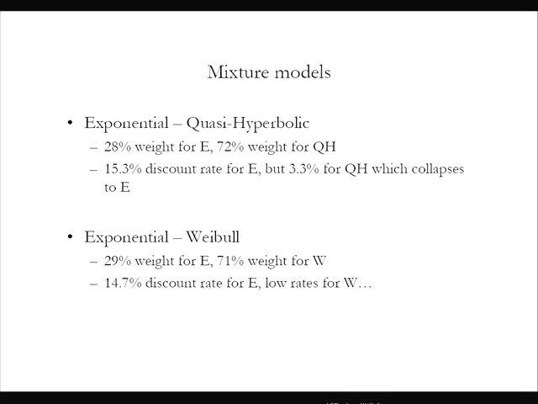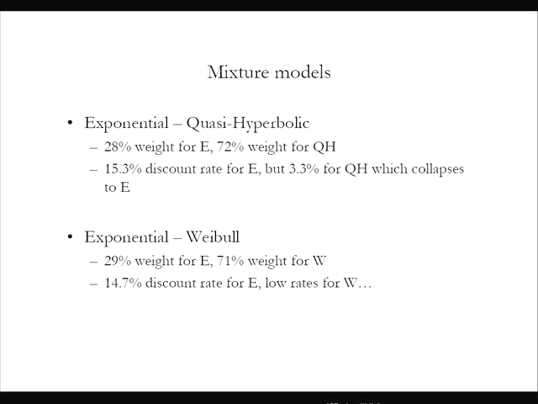One with a low exponential discount rate and another type with a higher exponential discount rate. So we see 28% of the observations are for a discount rate of 15.3% and 3.3% for 72% of the observations. And then we can do the same for the exponential and Weibull distributions here.